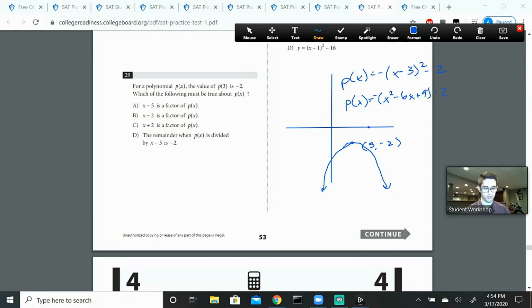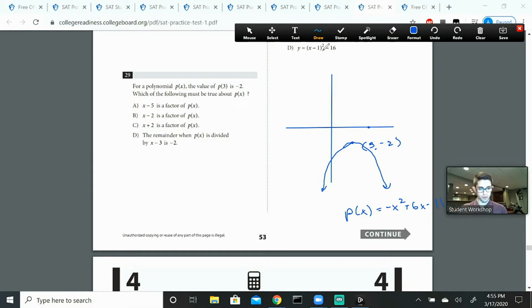Now what I'm going to do is expand that into negative x squared plus 6x minus 9 minus 2. So we end up getting P of x equals negative x squared plus 6x minus 11. Great, so that's our made up P of x. Could have been anything, but I wanted to look at it this way just to show that even though it has no factors, the remainder when P of x is divided by x minus 3 is equal to negative 2.